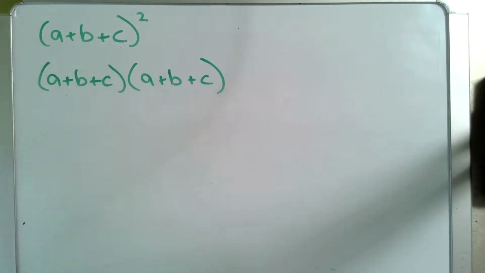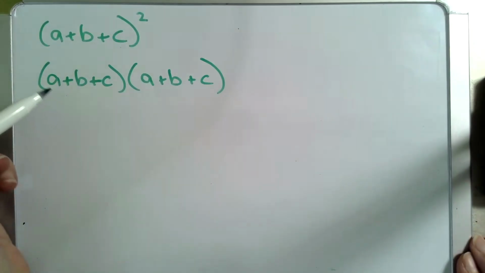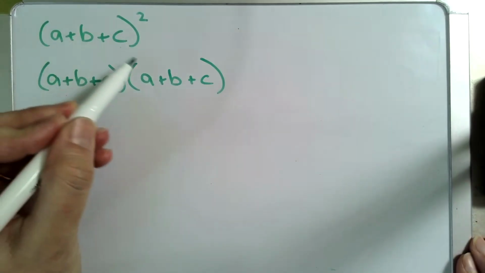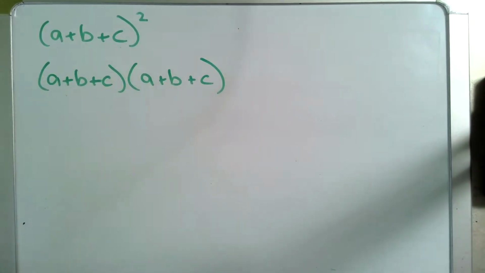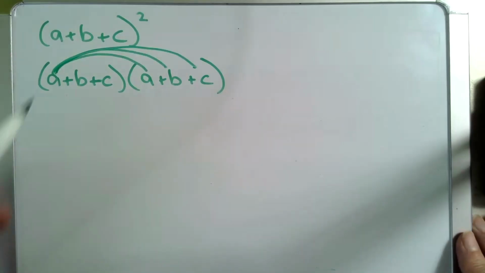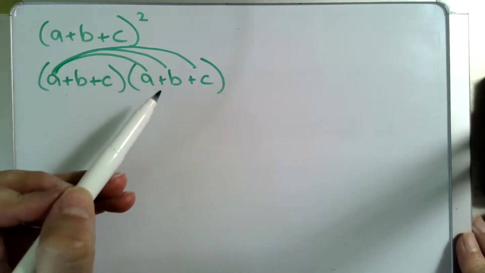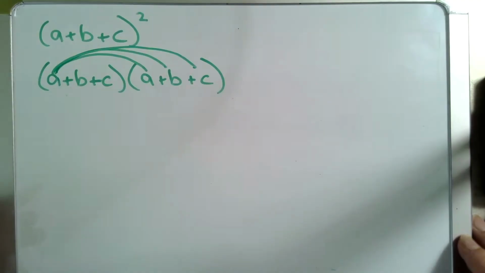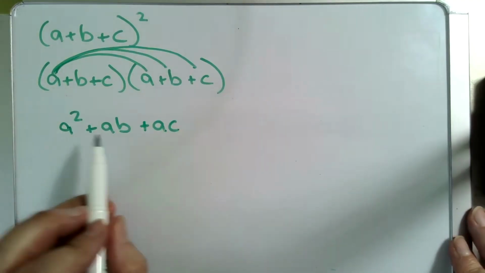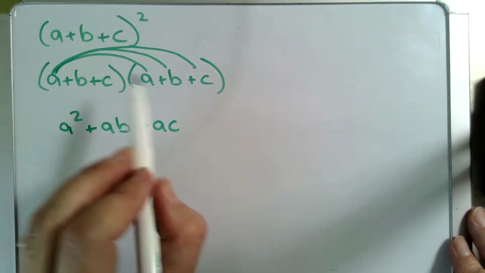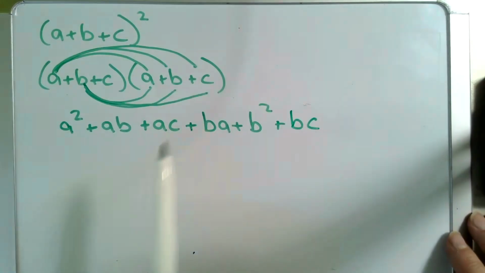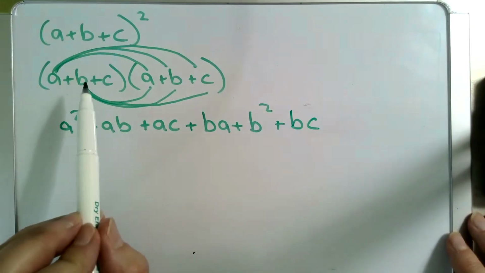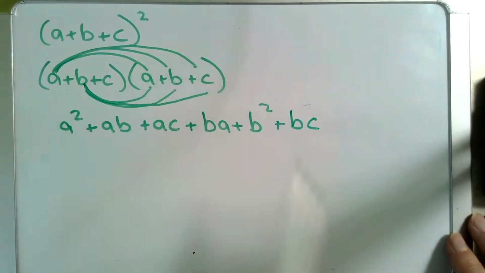So when we had a binomial, we did this by taking each term and multiplying it into all the terms in the second parentheses. We're going to do that here, only we're going to do it 3 times. So when I take my first term a and multiply it into each of these terms, I get a squared plus ab plus ac, right? Okay, now I'm going to do that same thing with my b. So plus ba plus b squared plus bc.